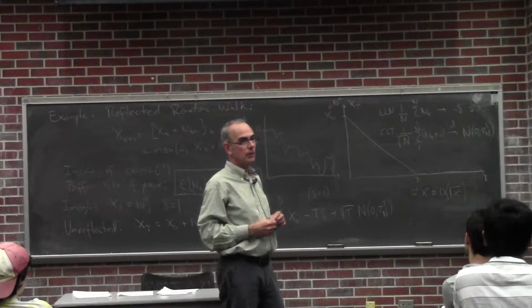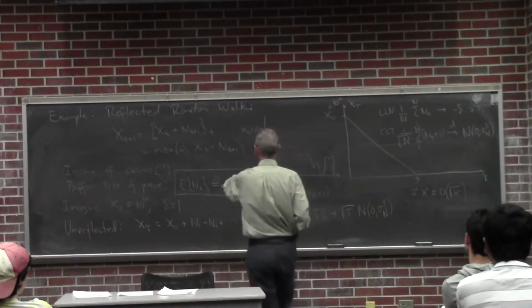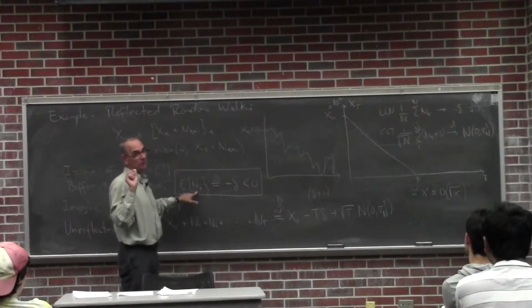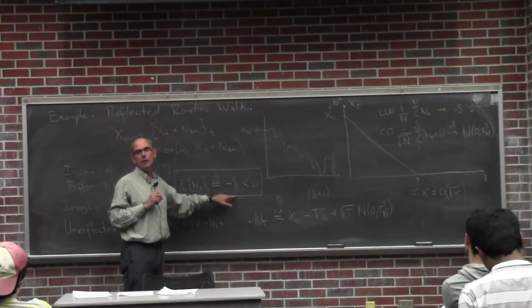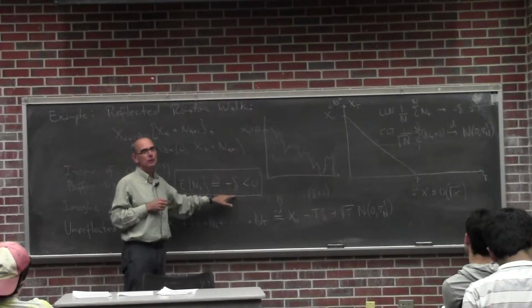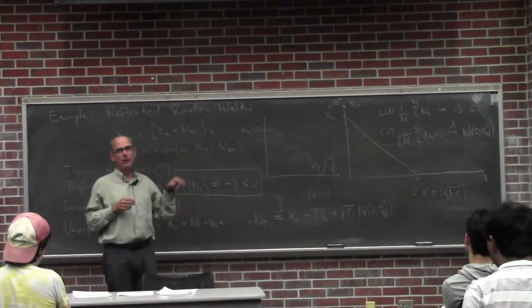Is negative delta? That was our assumption right there, that the expectation of the increment was negative. That was our definition. I made it because that's the common notation in this field. When you look at networks, it's called delta because it's the drift.